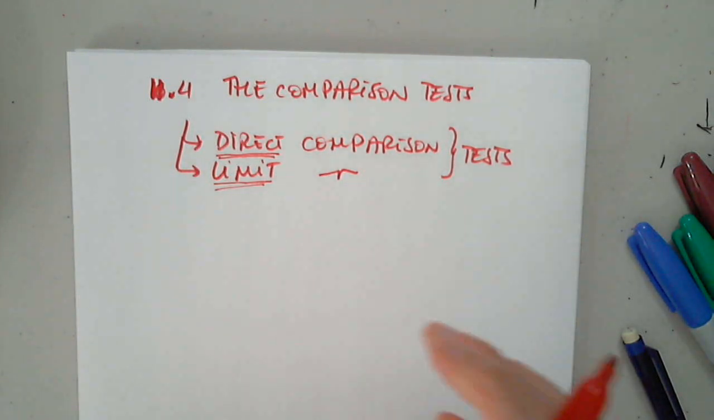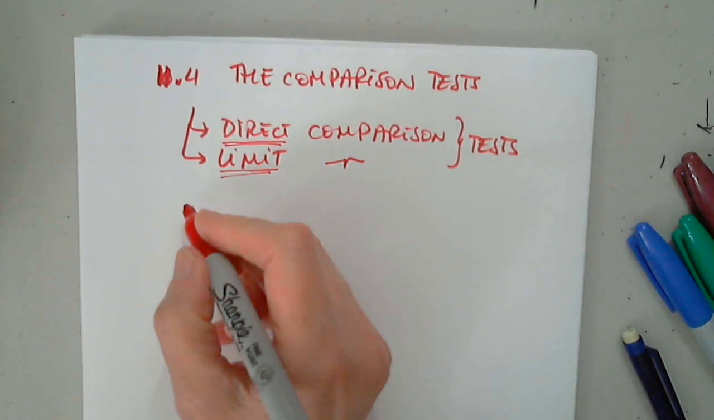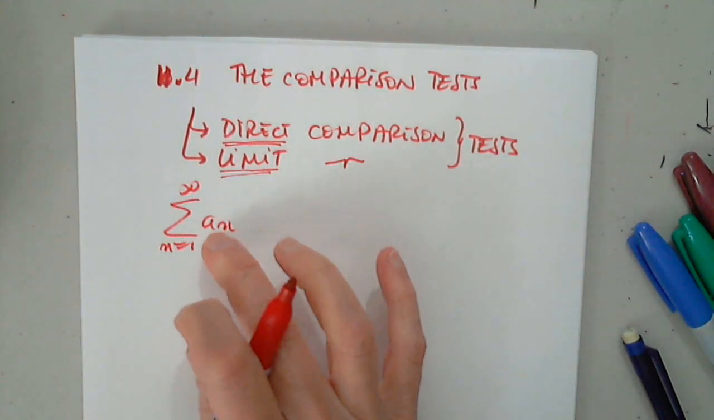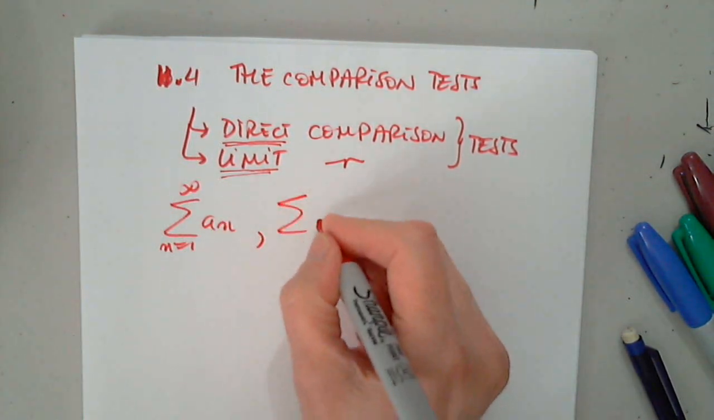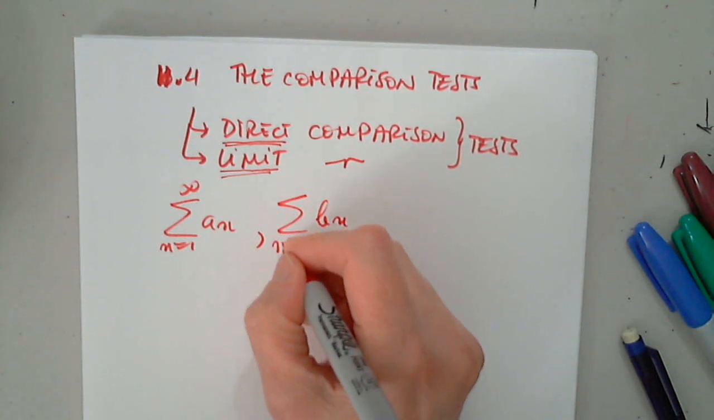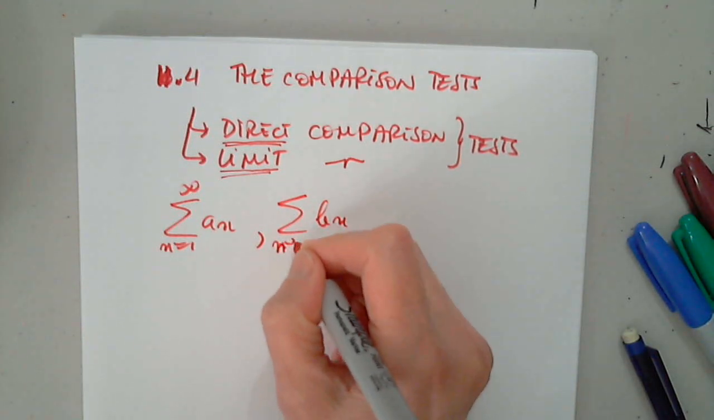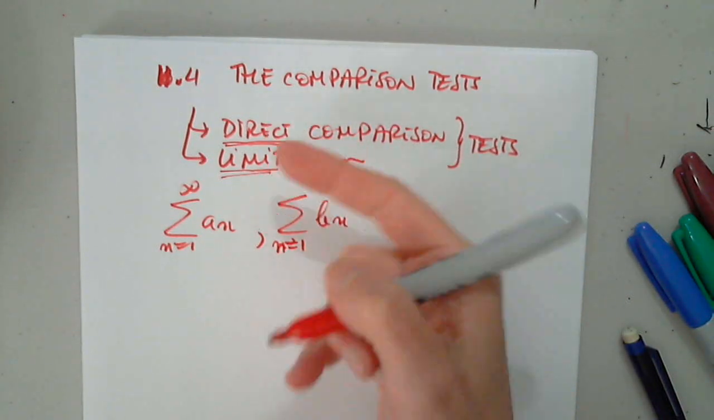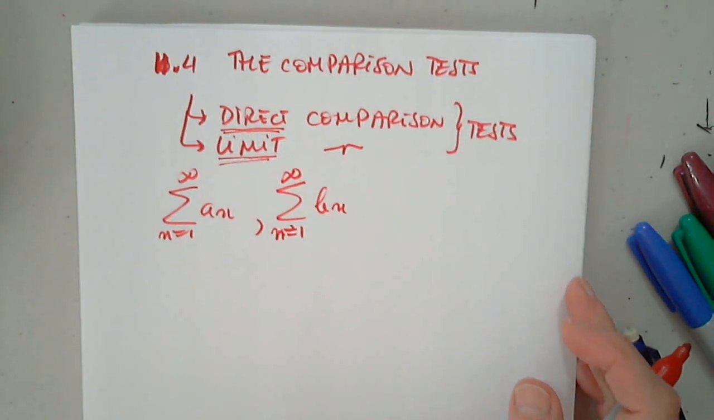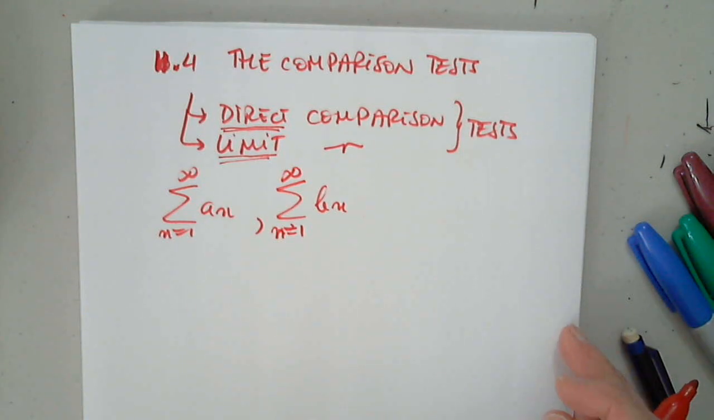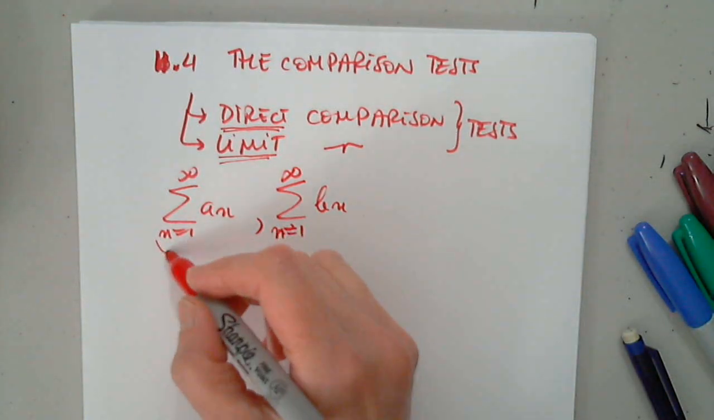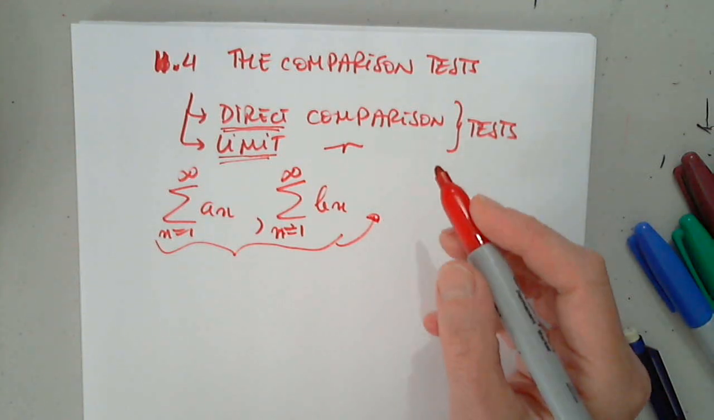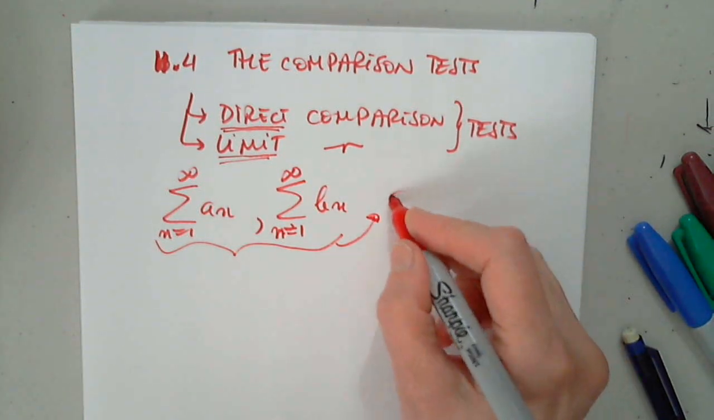Okay, so the preliminaries for these tests, number one, we have a series that we are interested in, and another series that we will be using for the direct or the limit, depending on which one we want to apply. So these have to be series with positive terms.